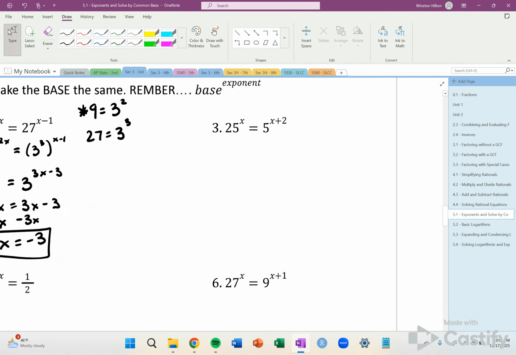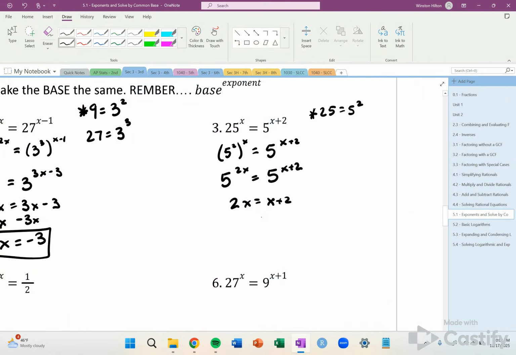Okay, example number 3. Here, we need to rewrite 25 as 5 squared. 5 squared to the power of x equals 5 to the power of x plus 2. Now, multiply those powers. We can drop those bases, subtract x on both sides, and we find that x equals 2.